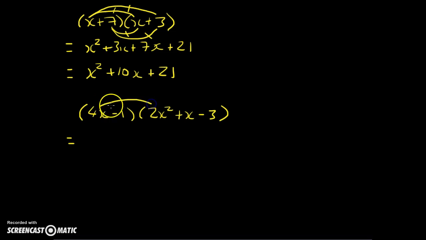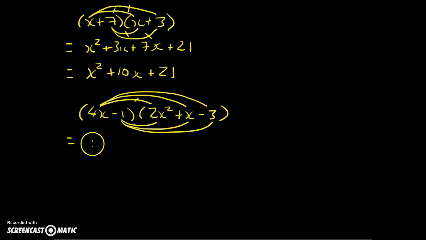So 4x is going to multiply each of the terms. And again, I imagine that as a crab claw, or some people describe it as rainbows, whichever way suits you. And again, we're going to multiply along. So the way I do it, multiply along and score off each line as we do it. So 4x multiplied by 2x squared, 8x cubed, 4x multiplied by x, that's 4x squared, and 4x multiplied by negative 3, that's negative 12x.